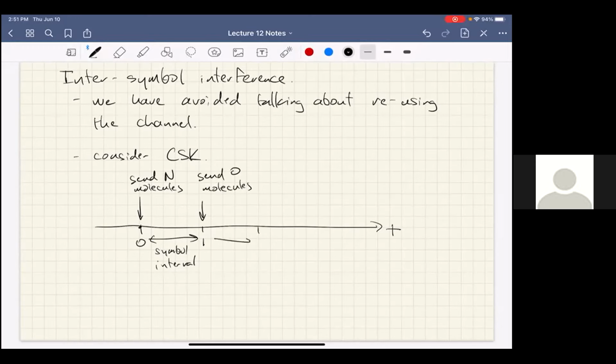And what I'm going to do is, in these symbol intervals, I'm going to try to detect how many molecules arrive in that interval, and I'm going to relate that back to the symbol that was transmitted here. So for instance, I'm going to observe the receiver in here and try to figure out if 0 or n were sent. Same thing here. So you can see the problem, which is that some of these molecules could arrive here.